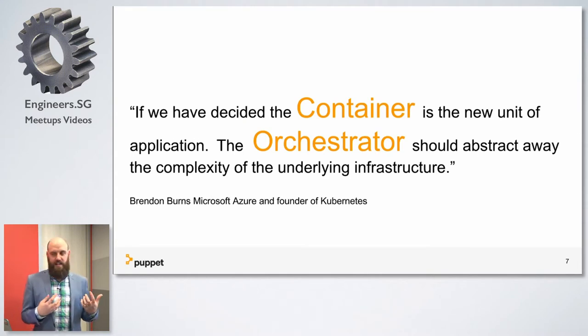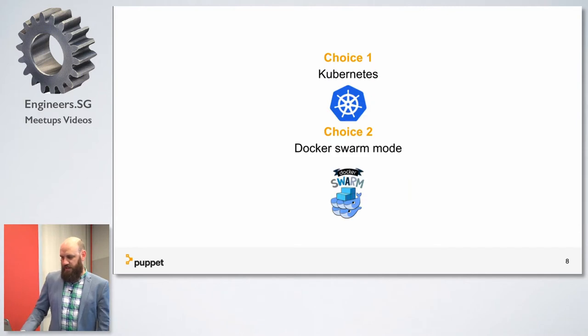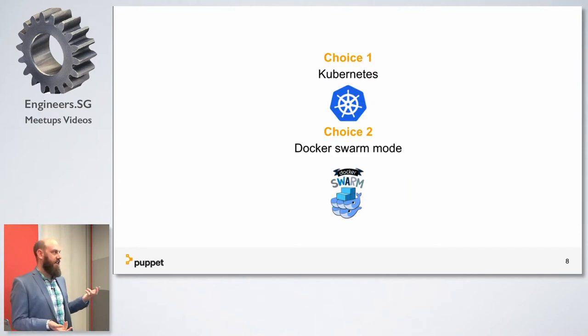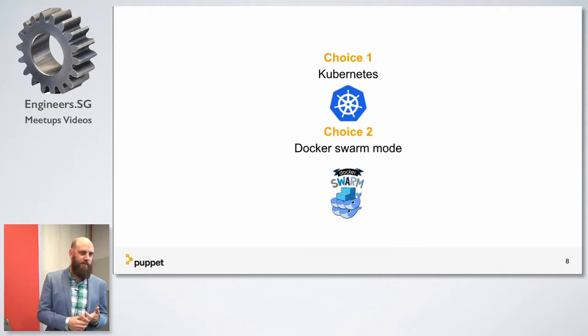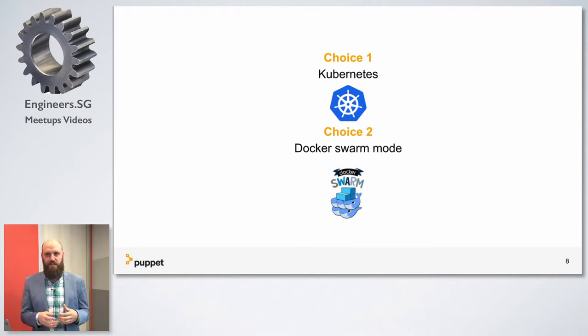The orchestrator should then take away the complexity of scaling. It should look after routing. It should look after a whole heap of infrastructure tasks. So I'm going to talk about two choices tonight, and I see these as the main two. I know there's Mesos as well, but that's kind of a niche market. I'm going to talk about Kubernetes, and I'm going to talk about Docker Swarm mode and the differences between the two.